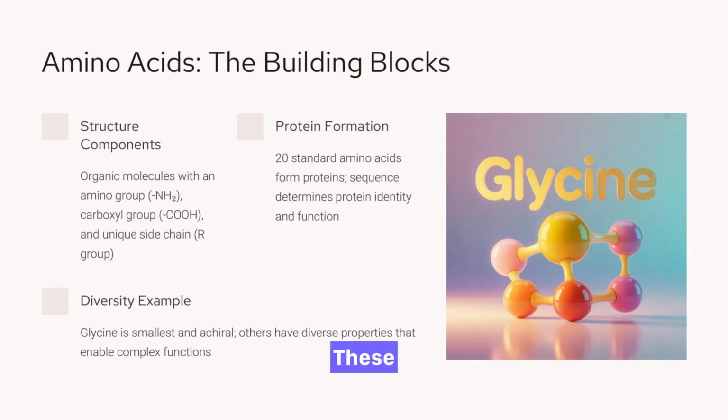Amino acids are organic molecules featuring an amino group, carboxyl group, and a unique R side chain. These 20 standard amino acids form proteins, with their sequence dictating protein identity and function. For instance, glycine is the smallest and achiral, while others possess diverse properties enabling complex functions.